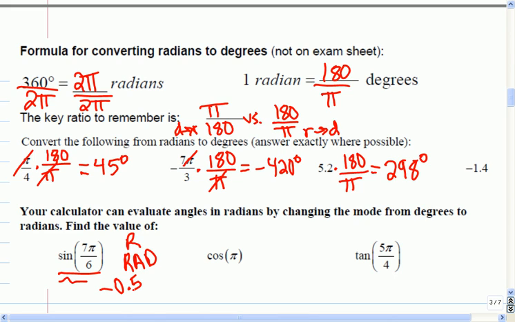Okay, let's just try one more. We don't need to keep punching it in the calculator, but let's try cosine of pi in your calculator. What do you get for the cosine of pi? Yeah, -1. So be careful though. Now that you have two modes, you have to make sure if the question is in degrees, you need to be in degrees. If the question is in radians, you need to be in radians.